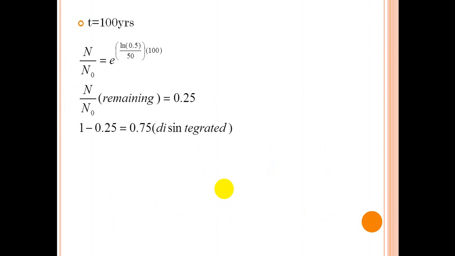So we have here at t equals 100 years, substituting its values, we have 0.25, which is the remaining amount. Since we are asked to get the fraction of the disintegrated radioactive material, we need to deduct it from 1, so that we have 0.75 disintegrated, and 0.25 remaining. And for the rest of the problem, the answer here is given.